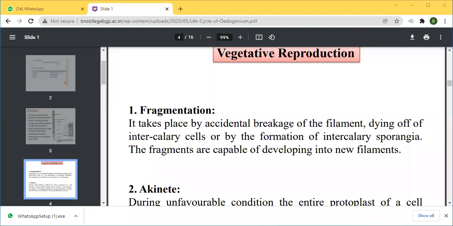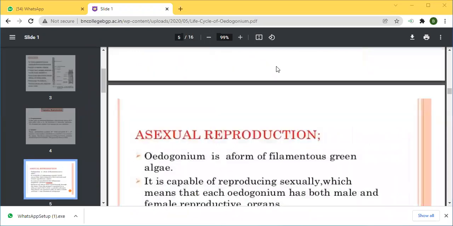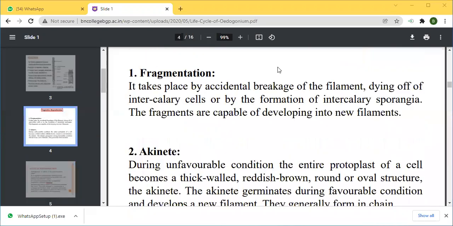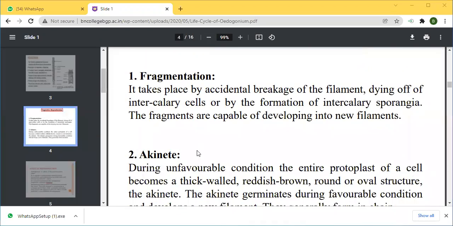Next one, reproduction. Here, there are 3 types of reproduction, you know. One is the vegetative reproduction, asexual and sexual reproduction. But first, I'll explain what the vegetative reproduction is. There are 2 types of vegetative reproduction. One is the fragmentation and the second one is akinetes.